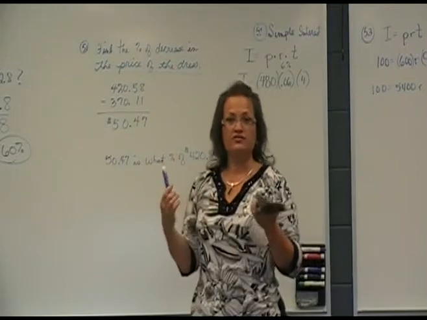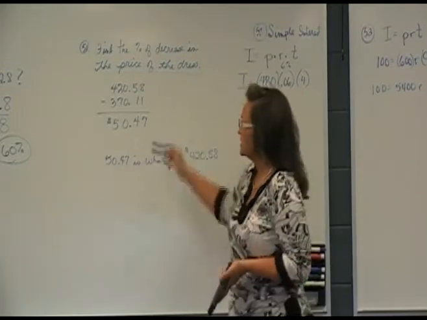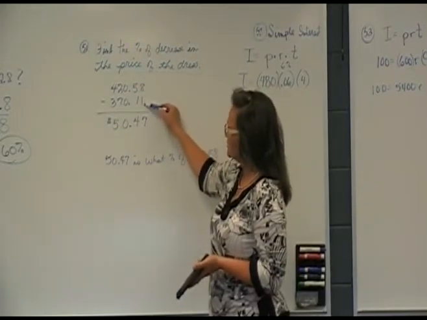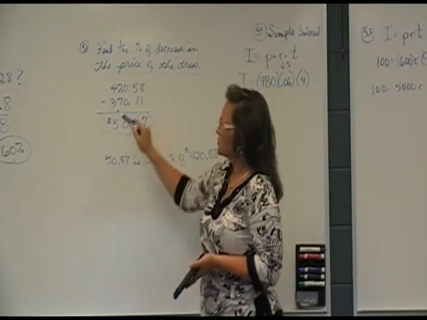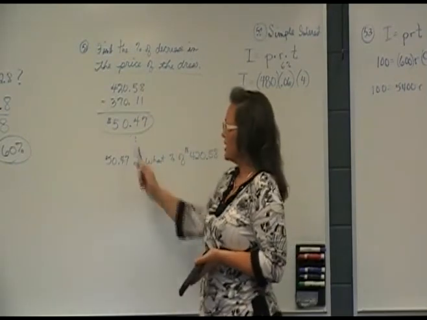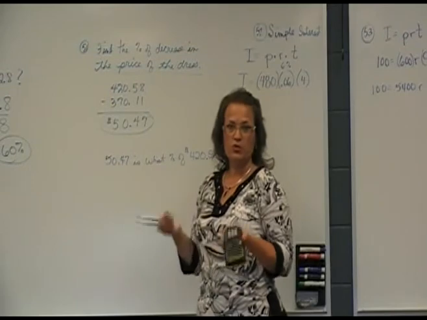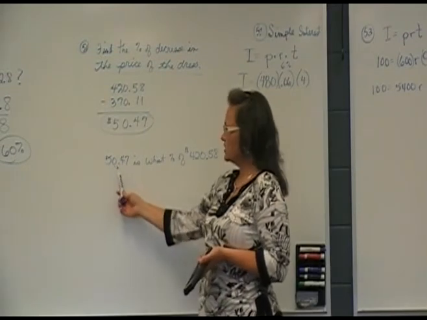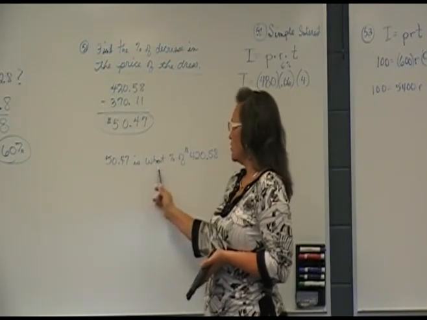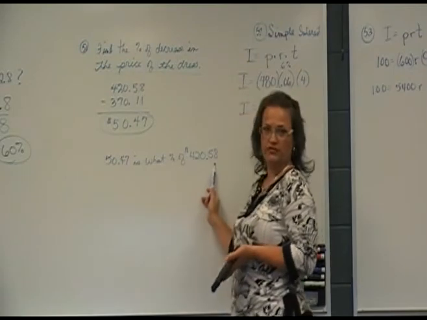So first of all, we need to find the amount of decrease. So I subtract to see how much they've taken off the dress. It's $50.47. So that's our amount. So like in the last problem, we could phrase this as saying $50.47 is what percent of the 420.58.